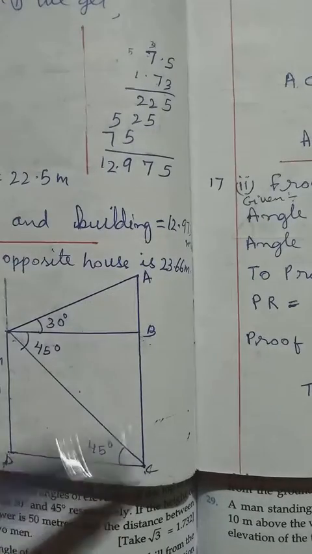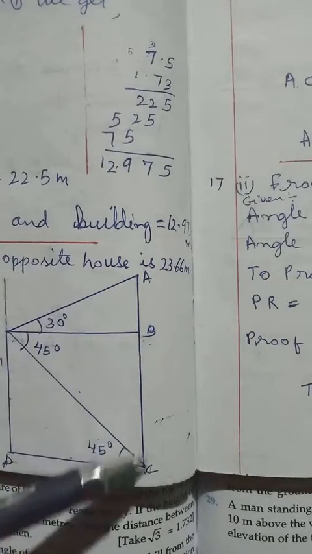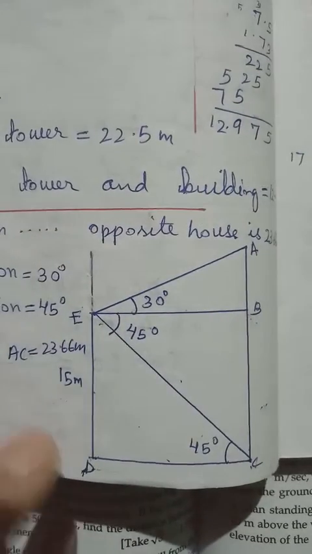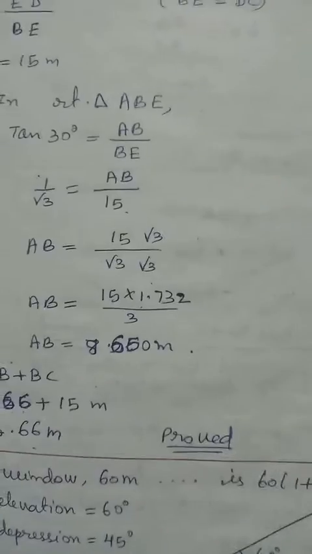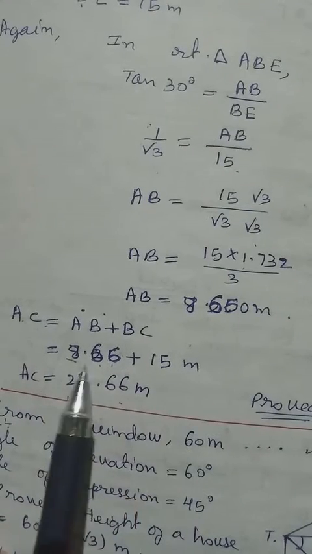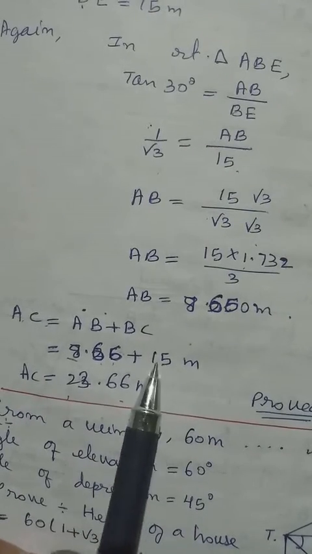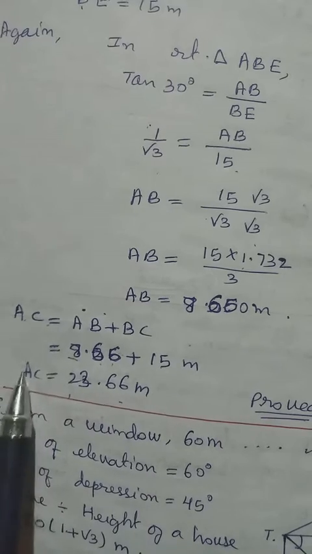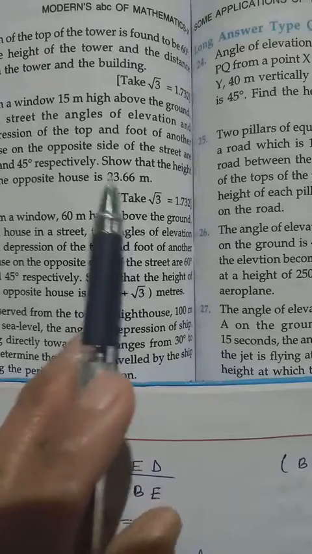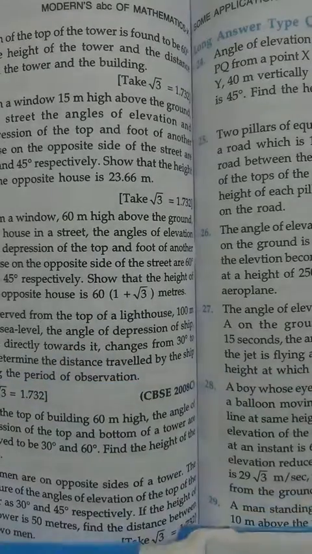Okay. But remember, we have to prove the height of the house. So the height of the house is equal to AC, which is AB plus BC. Then BC we know from here, it is 15 meter. Okay, so AB we get from there. So we add these two, and we get AC equal to 23.66 meter, which proves what the question asked.